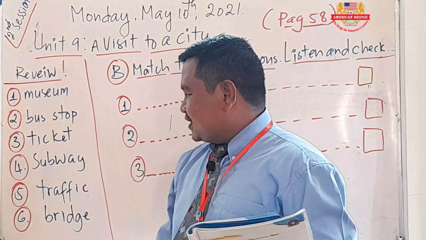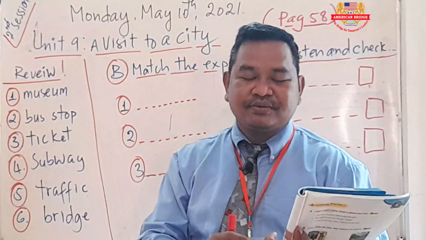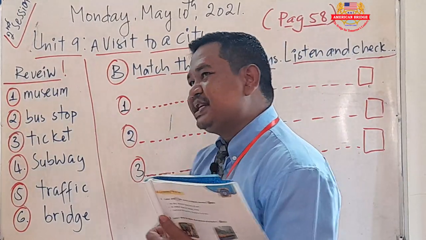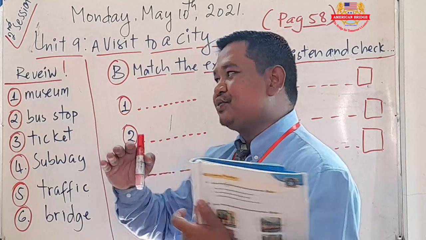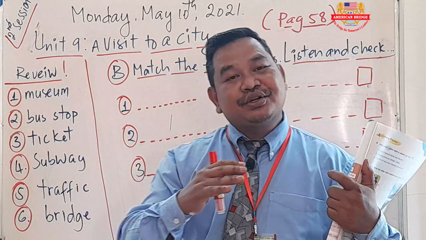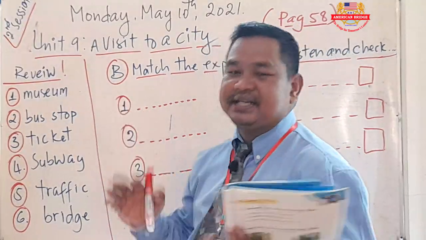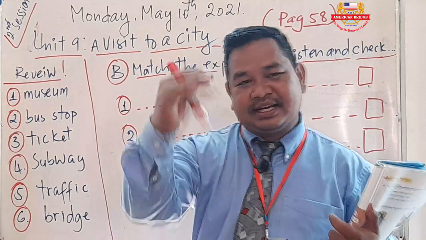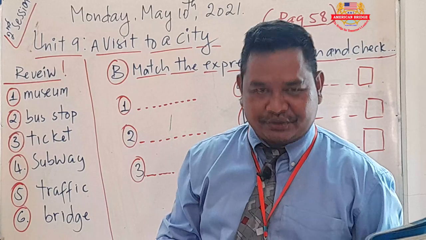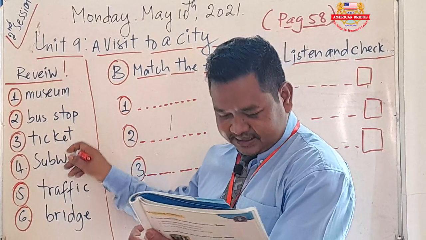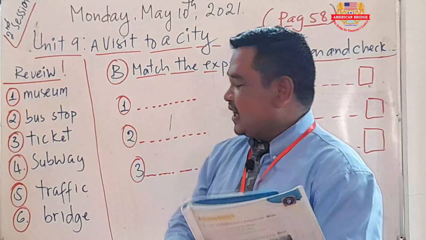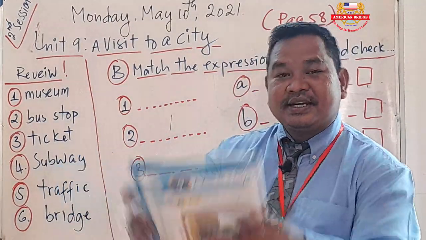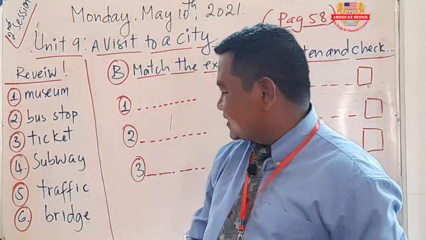And then ticket, you know, ticket. If you want to visit a museum, see a concert, see the opera, or go to the cinema, you have to buy a ticket in advance. You buy a ticket first, and after that, you can get inside because you have a ticket already, right? This one is a ticket. And number two, subway. You can see the subway here. In Cambodia there is also a subway, yes?